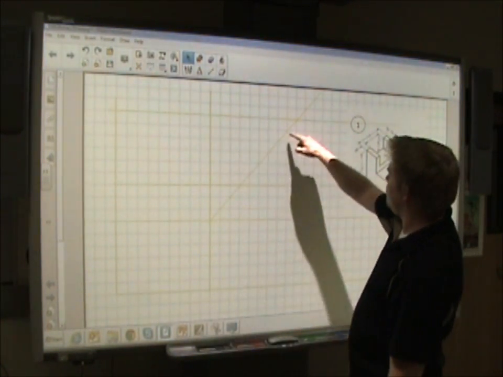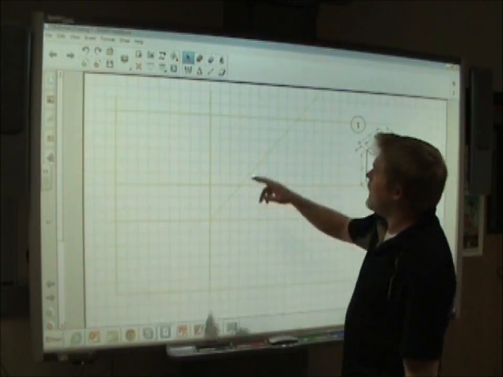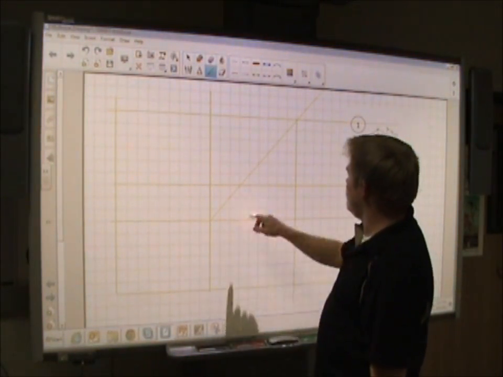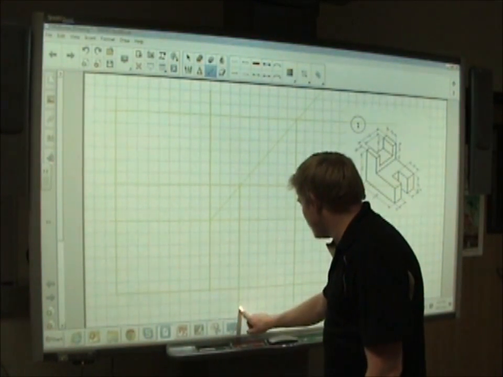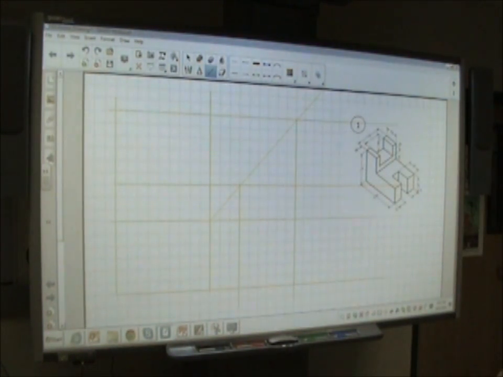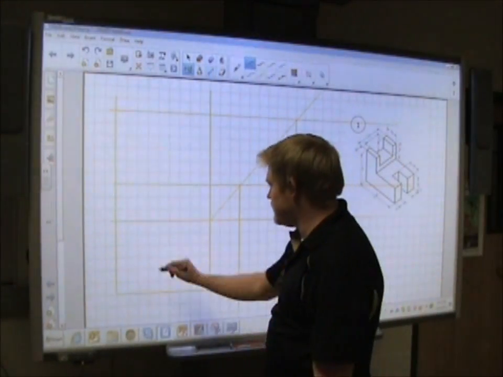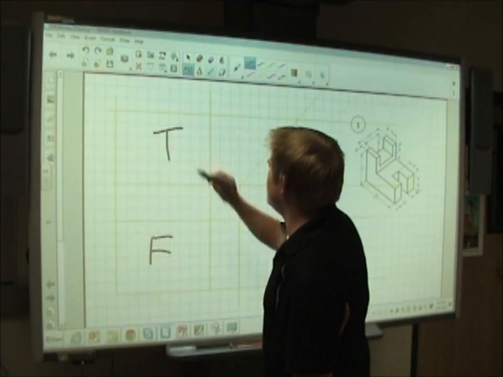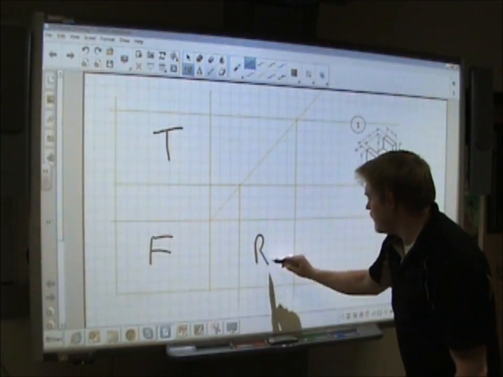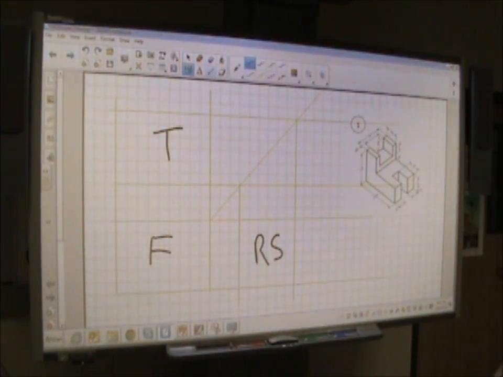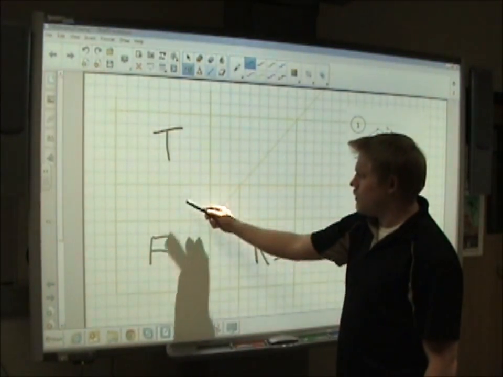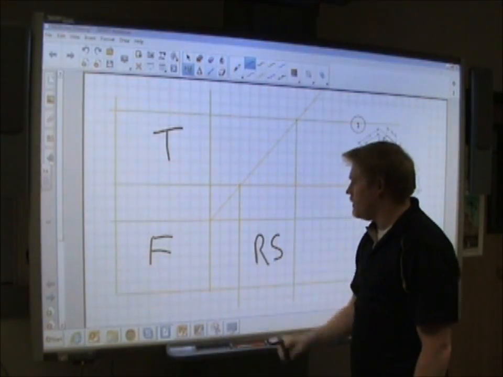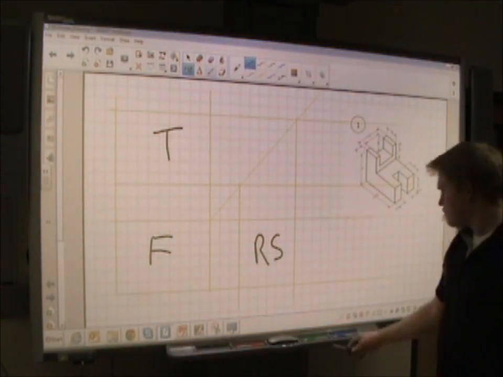Wherever this 45 degree line intersects these, I can just project that down. It's really cool. So I'm going to project it straight down and project this one straight down. Now the neat thing is, I have just identified, once again, where my front view is, where my top view is, and where my right side view is. I now have the exact amount of space in between the front and the top view as I have between the front and the right side view. Okay?